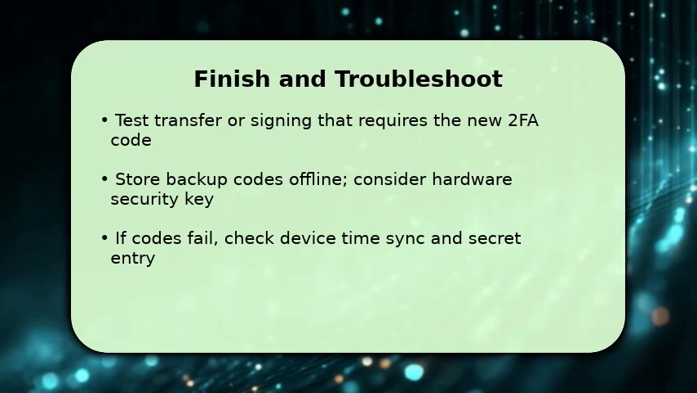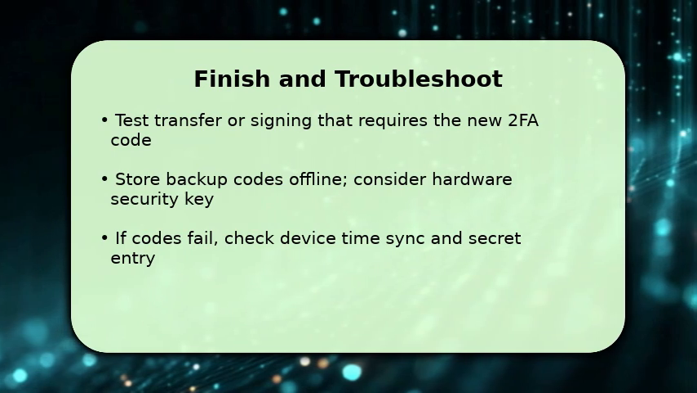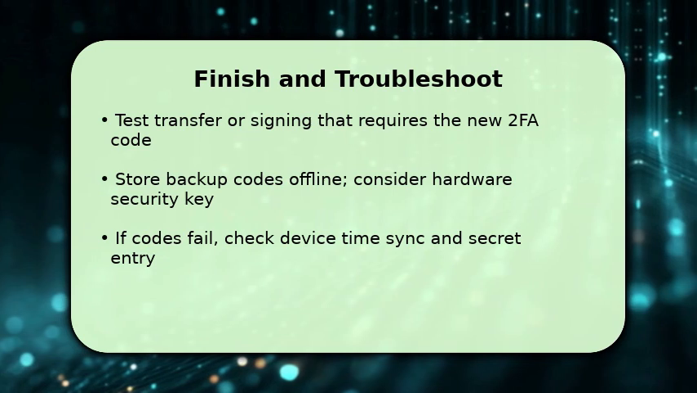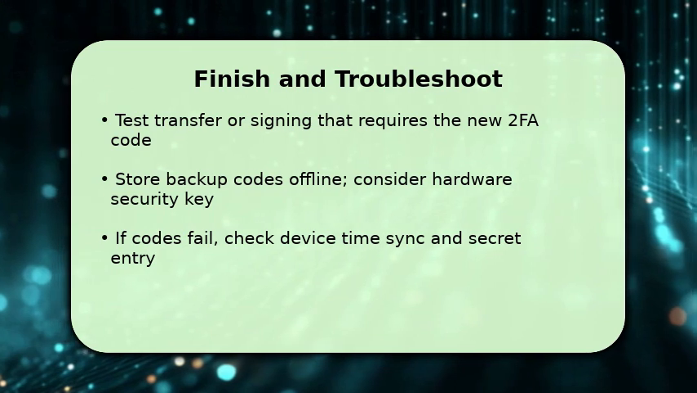Finish by testing an action that now requires the authenticator code, such as a restricted transfer or metadata change. This verifies the link worked. If successful, record backup or recovery codes offline and consider adding a hardware key for extra resilience.